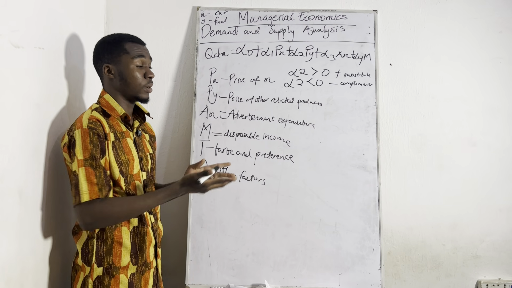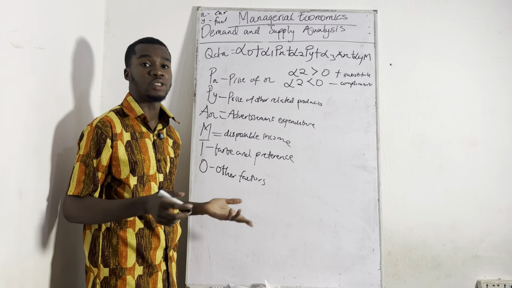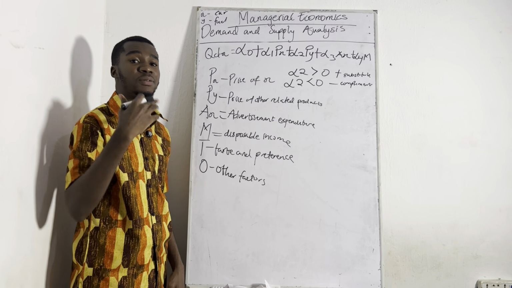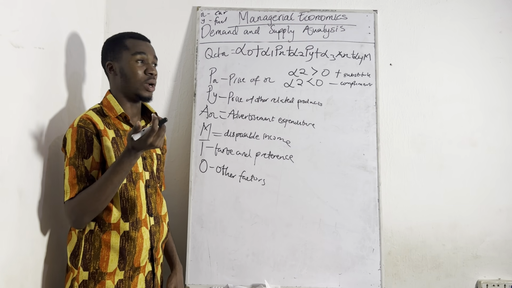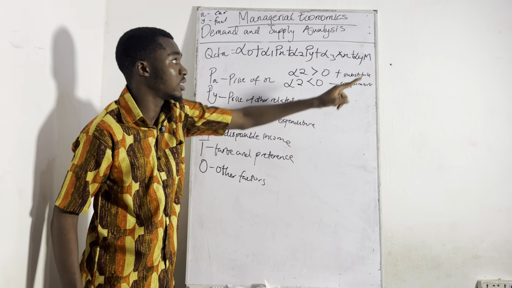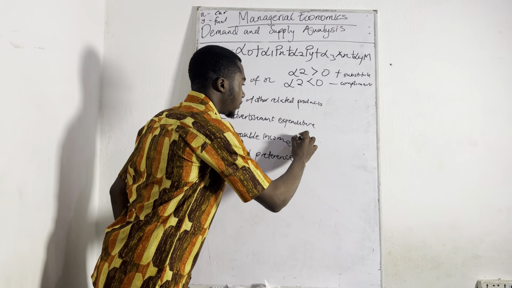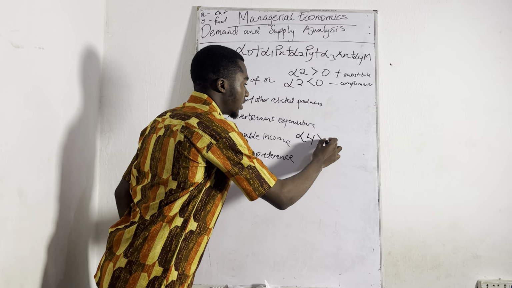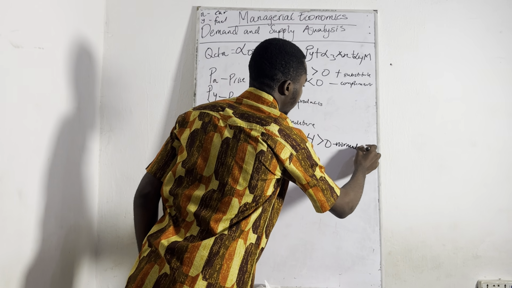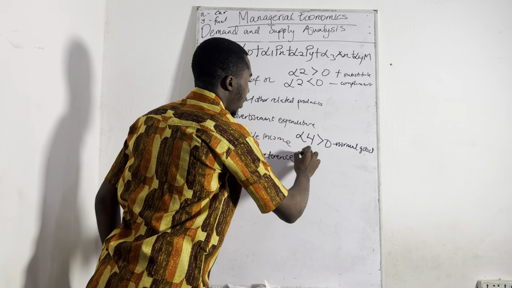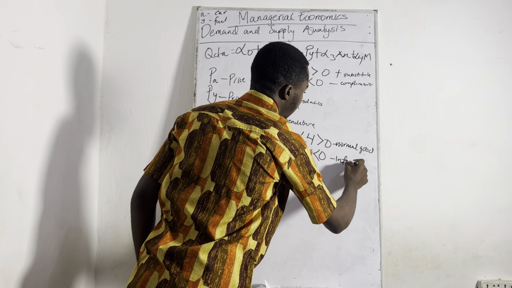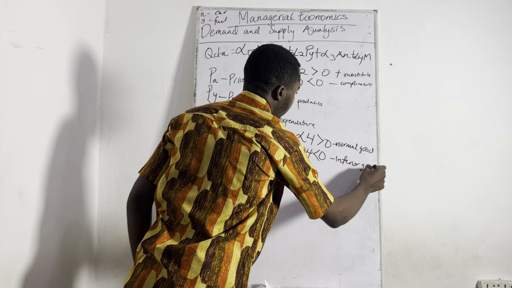But for here, we're only going to talk about the two types. As your income increases, you buy more of it. But if your income reduces and you buy more of it, then it's an inferior good, things like garri and all that. Now, alpha 4 is what's attached to the income. If your alpha 4 is greater than 0, or positive, then it is a normal good. But if your alpha 4 is less than 0, then it is an inferior good. I hope you get it.